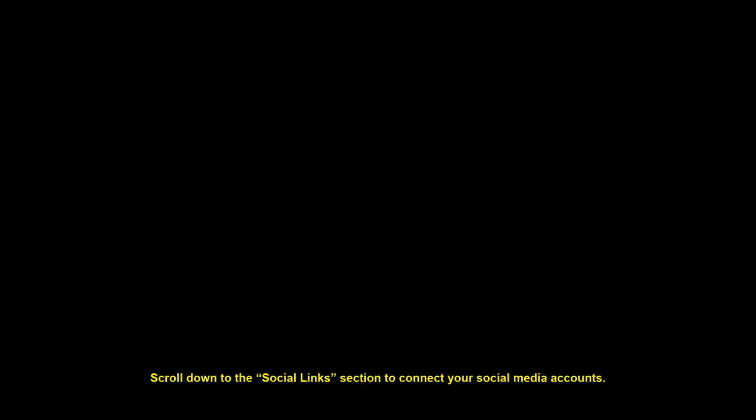Next, navigate to Settings and choose Website Information. Here, add your site title, tagline, and other relevant information. Scroll down to the Social Links section to connect your social media accounts. This will enable visitors to explore more about you across various platforms.